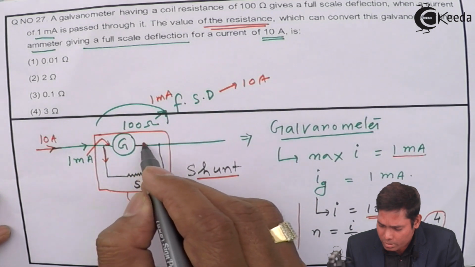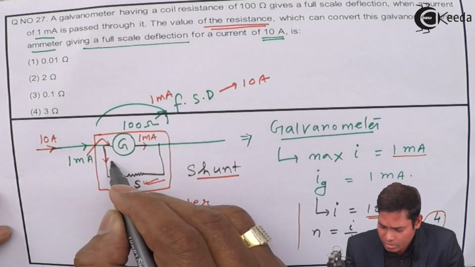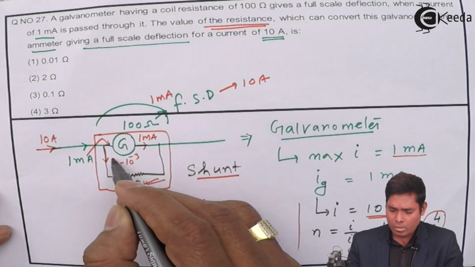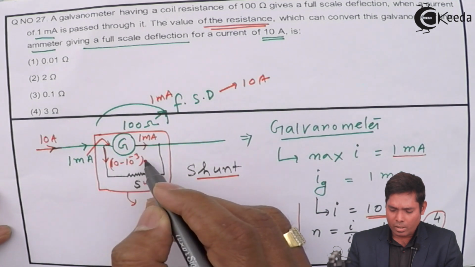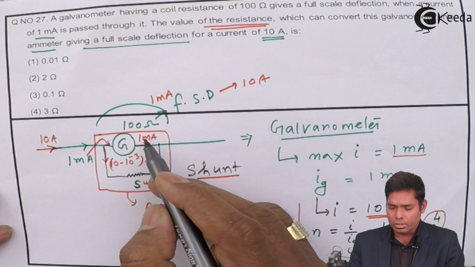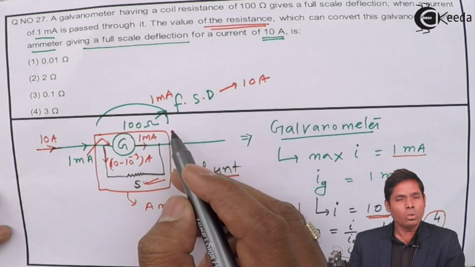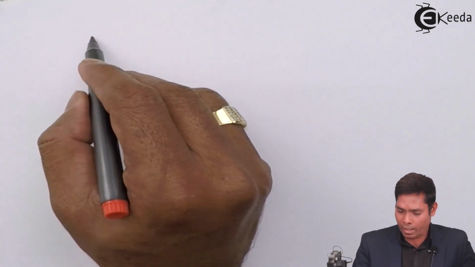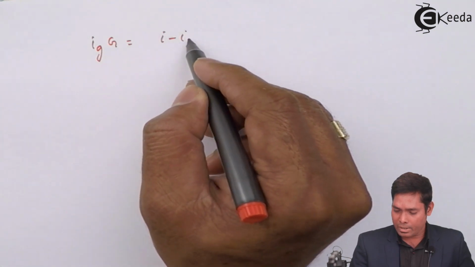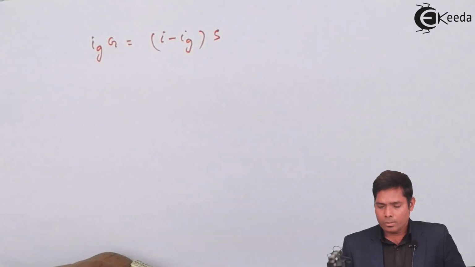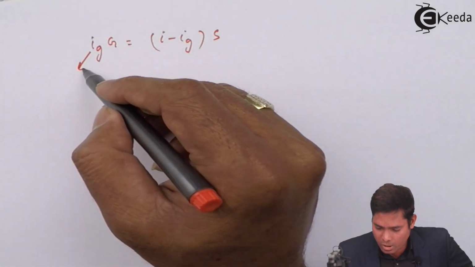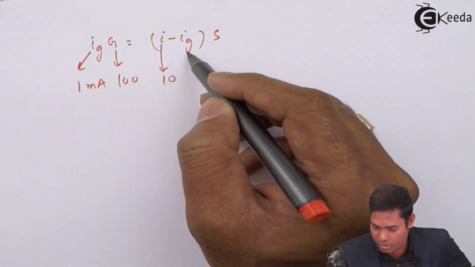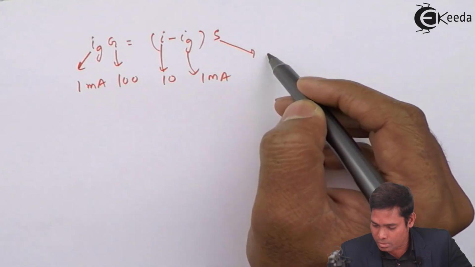So the current passing through the galvanometer is 1 milliampere, and the remaining is 10 minus 10 raised to minus 3 amps, which will pass through this. This is 1 milliampere, that I'll convert into ampere. So the potential difference is the same. So I can write Ig into G equals I minus Ig into S. This is 1 milliampere, this is 100, this is 10 amps we want, this is 1 milliampere, and this is what is required.